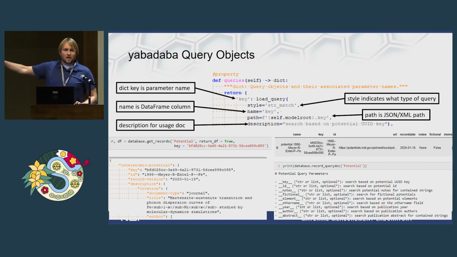And then the name and the path simply tell the code where to find that value in the different types of databases. And at the end of the day, you have the description field that allows users, on the bottom right-hand side, to generate the nice doc description of all the keyword arguments that are supported by that specific record style for that schema.